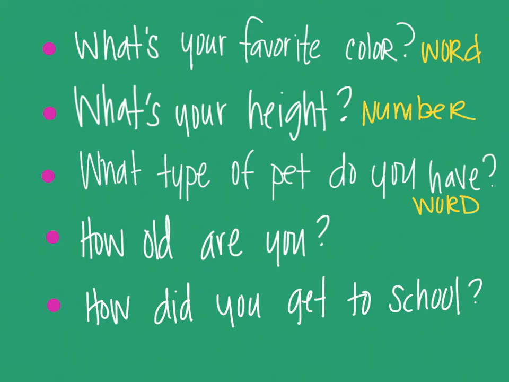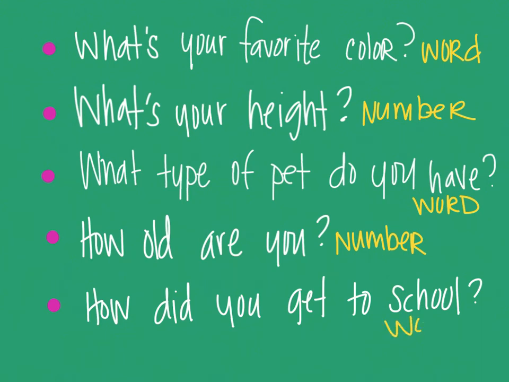Then how old are you? You could say it in years or months, depending on the age of the person. So you would say a number response. I'm 6 years old. I'm 12 years old. If you're talking about a small child, you might say it's only 8 months old, but you still are doing a number response.